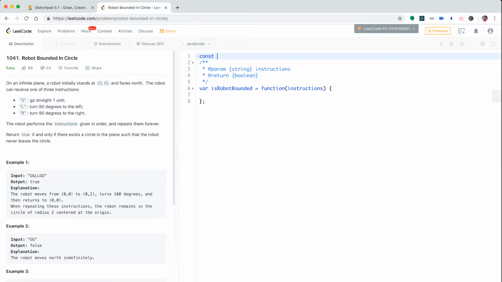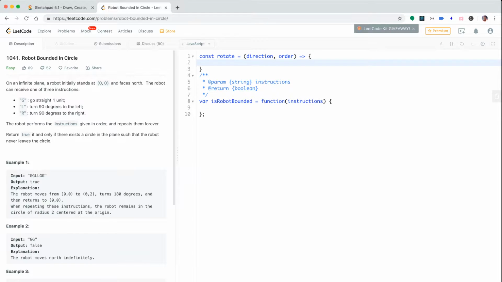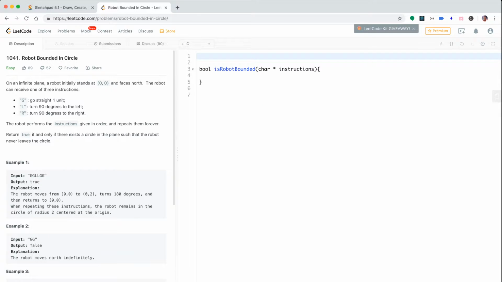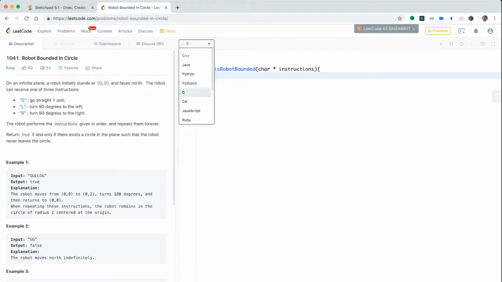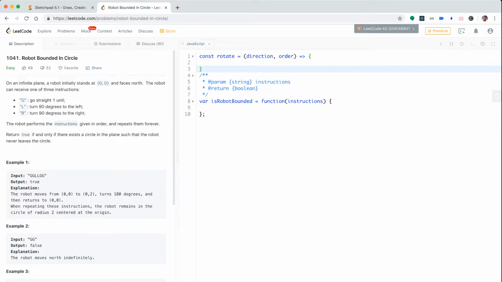Let's create a function called rotate. It receives a direction, and the order is, oh man, I want to write TypeScript anyway. So direction is an array consisting of the horizontal axis and the vertical axis.